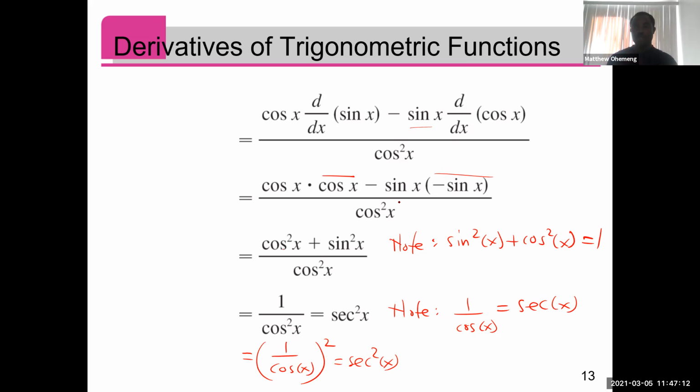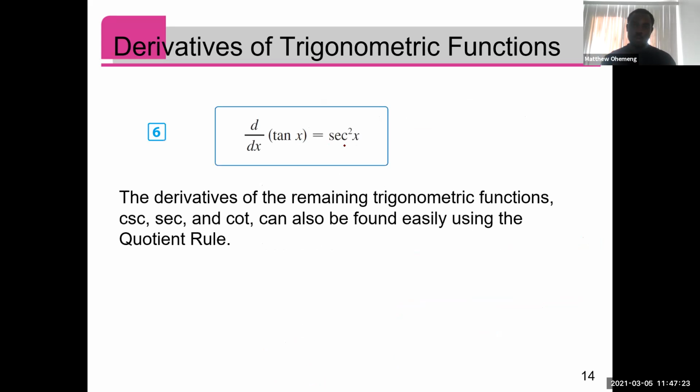Okay, I'll entreat you to go through deriving it for each of these, but we're not going to do all of them. At least you have seen how we did it for tangent, so you have the idea of how to get a proof. We established that the derivative of tangent is secant squared. The derivatives of the remaining 3 functions, cosecant, secant, and cotangent, can also be found easily using the quotient rule.